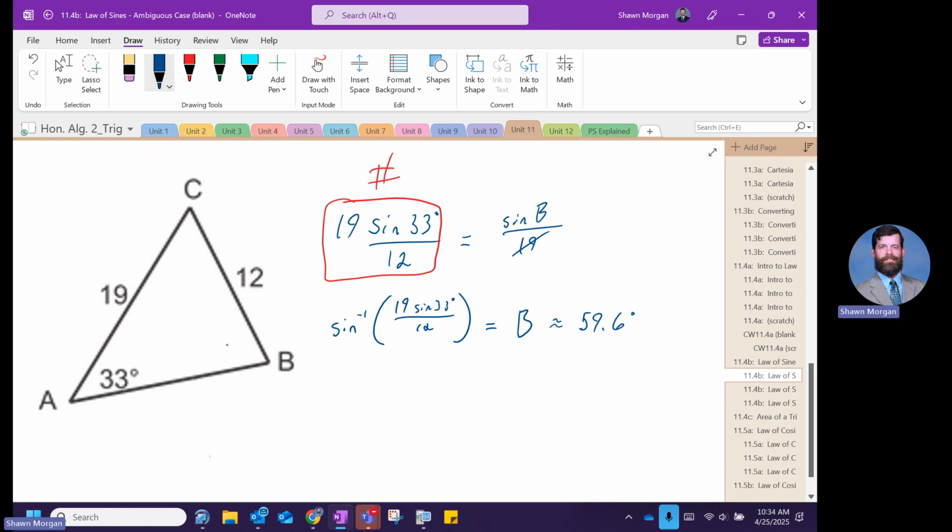59.6. Okay, now this is where you really got to pay attention. Please lock in. Make sure you hear me on this. Because remember the ambiguity? We said, well, okay, maybe there's no possible triangle.